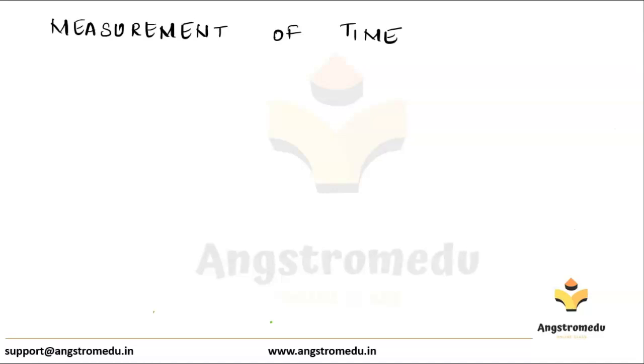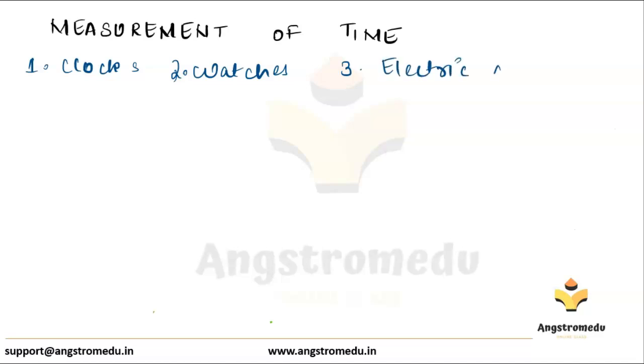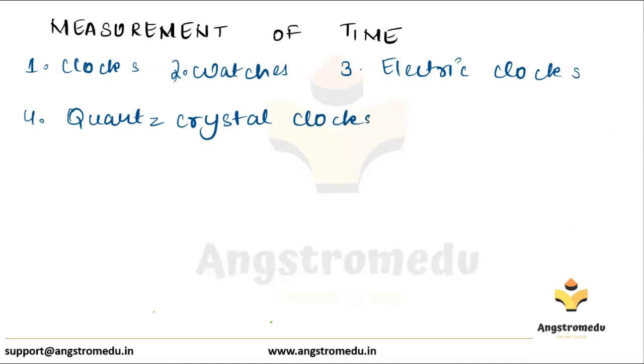Today we are going to learn about the topic, the measurement of time. So there are various time measuring devices. For example, first we have clocks, second we have watches, third we have electric clocks, fourth we have quartz crystal clocks, and fifth we have atomic clocks. These types of clocks are used to measure time. So let us study about these clocks one by one.